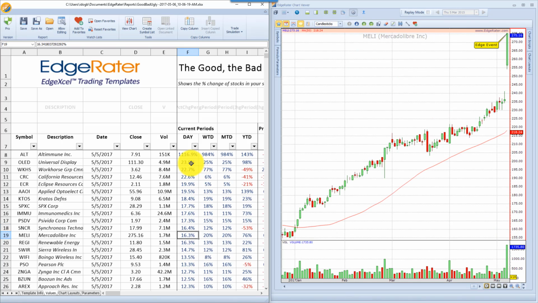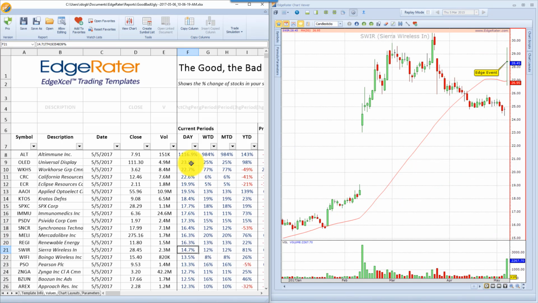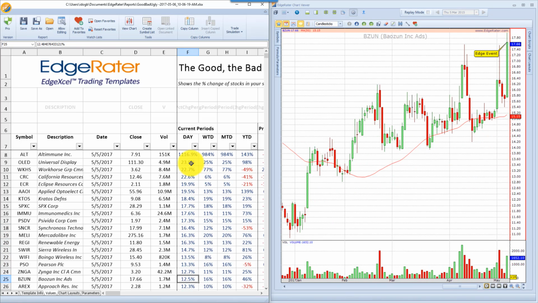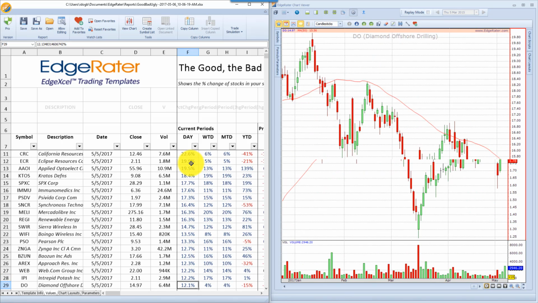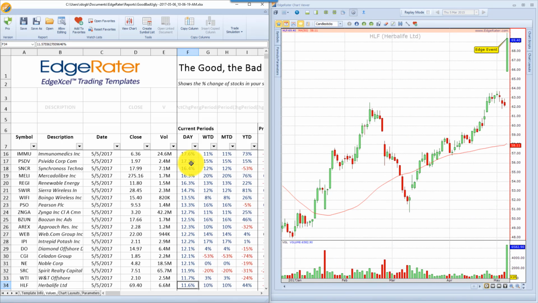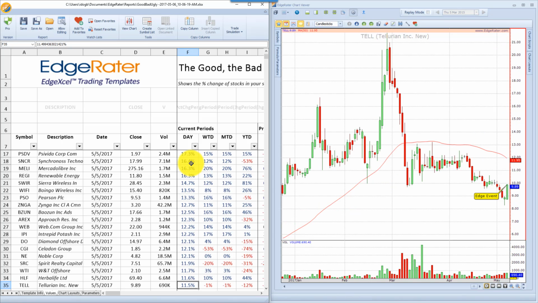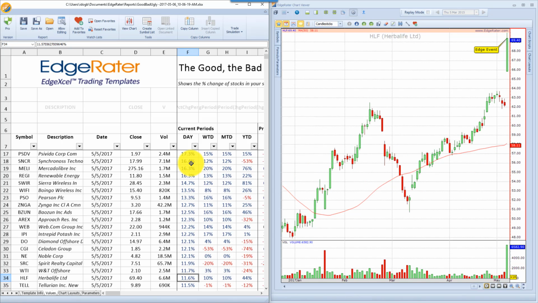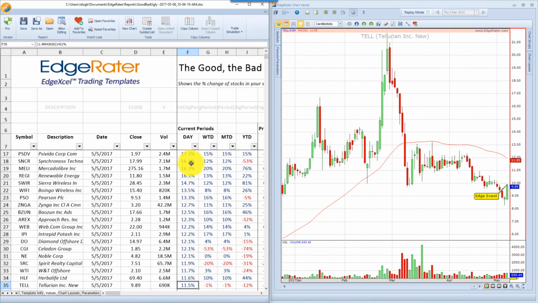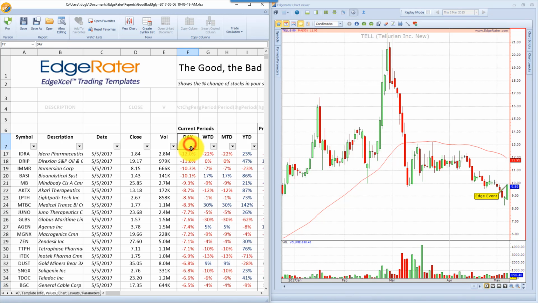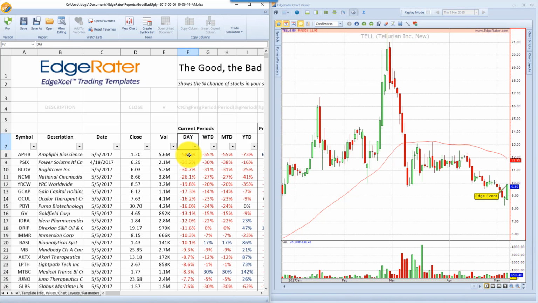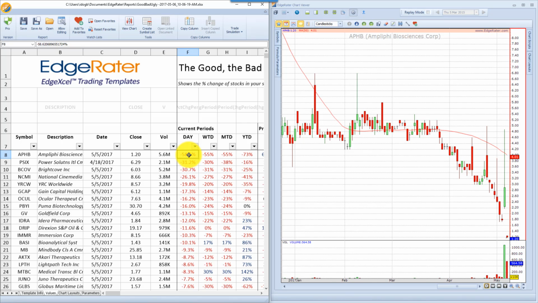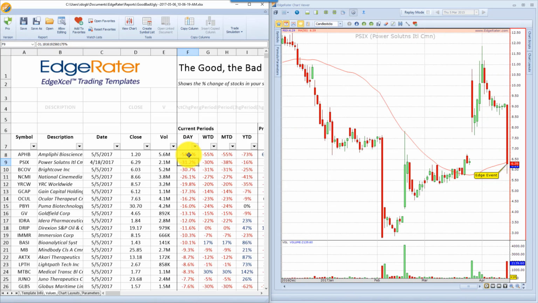Okay, let's just quickly scan through here and see what's on the list and what they look like. Okay, so there we go. I think we had Herbalife as well at the workshop. So we can also do a reverse scan. What performed worse on Friday, and we can quickly go through that list too.